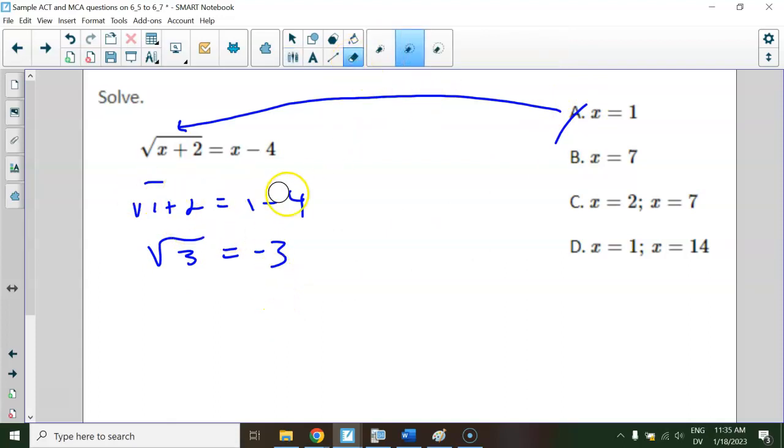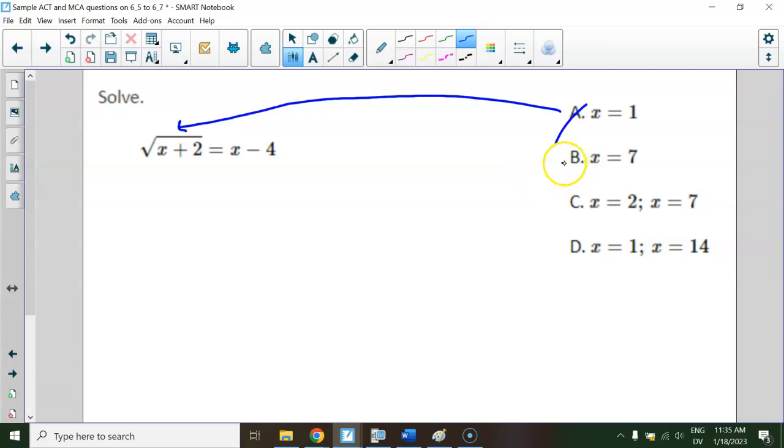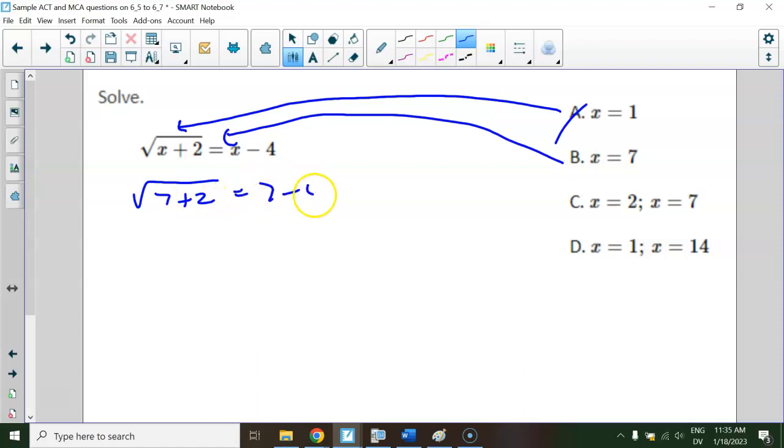Okay, so if you have no idea, you can always work backwards off the answer choices, right? Because I'm going to do the work here in a second. It's going to be a mess, but just to show you this one more time, if I tested 7, you could say square root of 7 plus 2 equals 7 minus 4. Is that true? So we could say square root of 9, is that equal to 3? And boom, that one looks good.